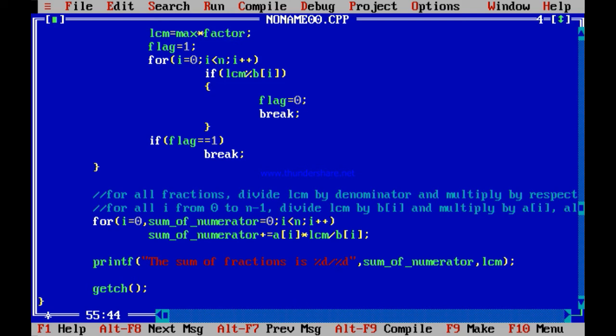24 by 12, what is the HCF? What is the HCF of 24 and 12? 12. Divide 24 by 12, it is 2. Divide 12 by 12, it is 1, so it is 2 by 1. Change it to 2. If it is 12 by 24, similarly it will become half. So you need to find the HCF of the numerator and the denominator and then divide both of them by the HCF to get the smaller fraction. However, without that constraint, this program runs fine.